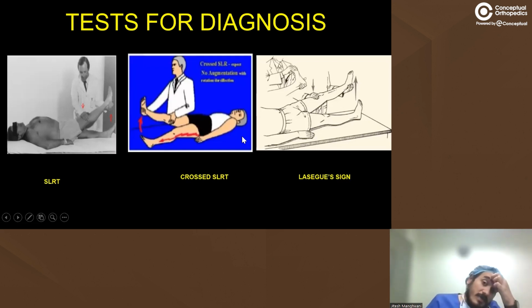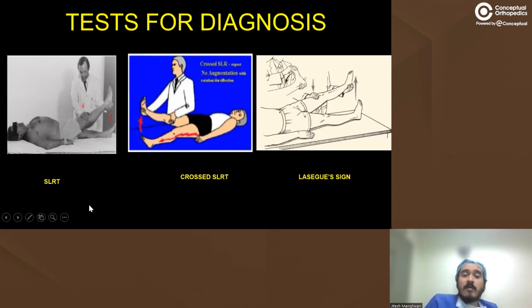Now, when we talk about the tests for diagnosis, you have to elicit all the nerve root tension signs. The first is the straight leg raising test, wherein you keep one of your hands below the sole. The other hand should ensure that the knee is straight and not flexed. Try to straighten it if the patient keeps it flexed. If there is pain, that means the test is positive.